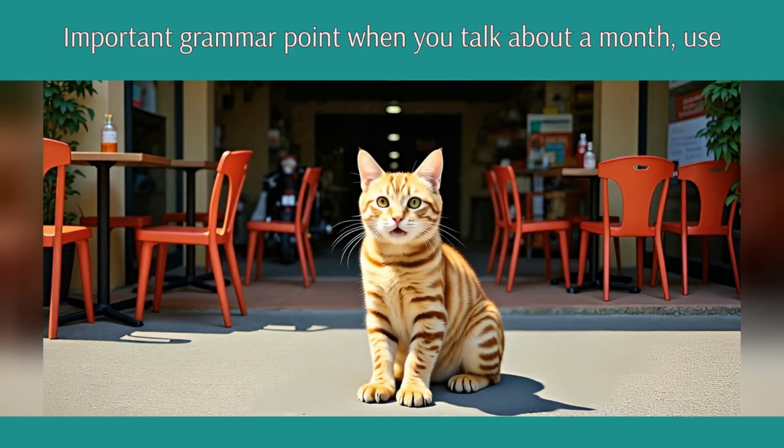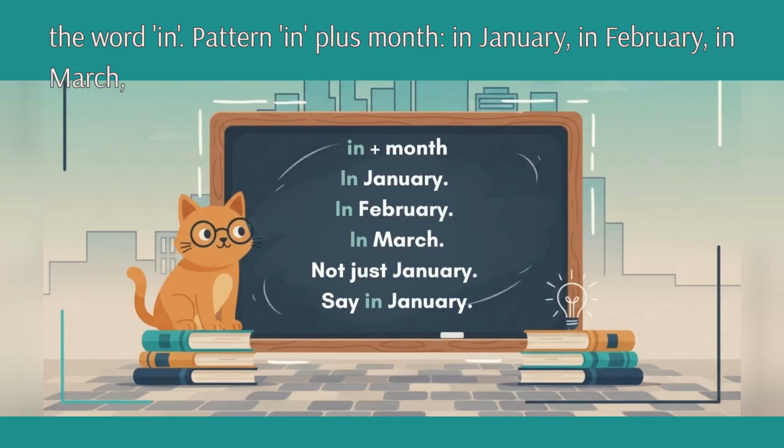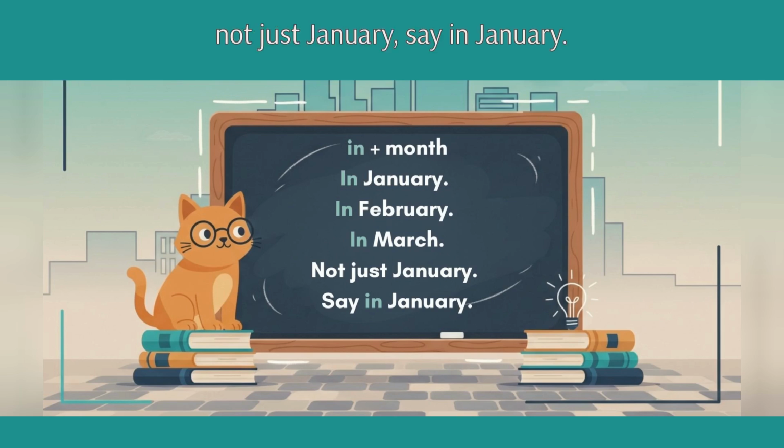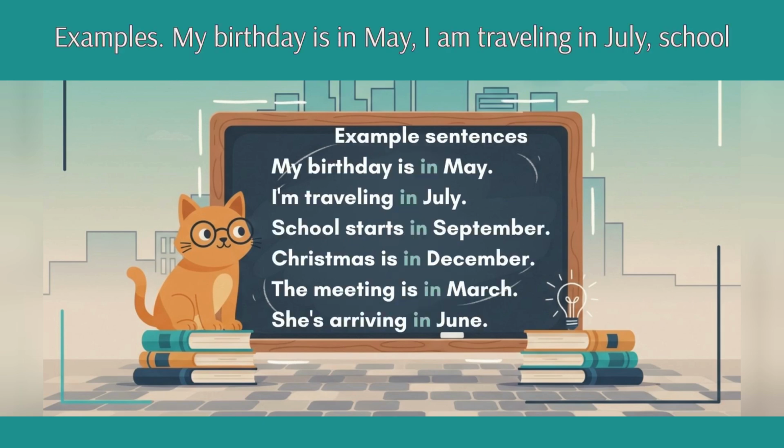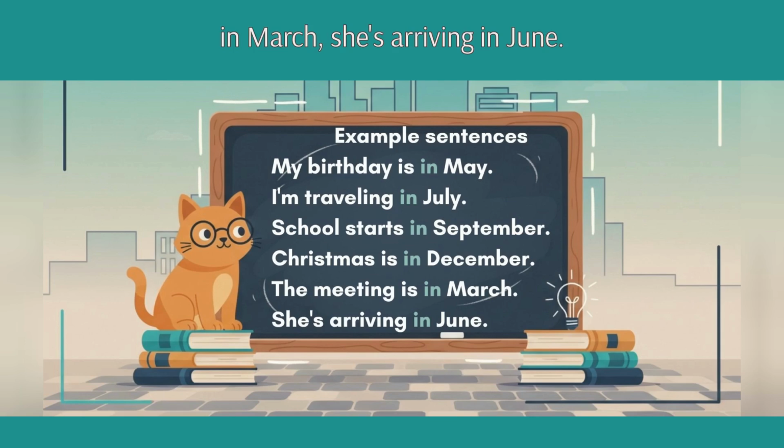Important grammar point. When you talk about a month, use the word in. Pattern: in plus month. In January, in February, in March, not just January. Say in January. Examples. My birthday is in May. I am traveling in July. School starts in September. Christmas is in December. The meeting is in March. She's arriving in June.